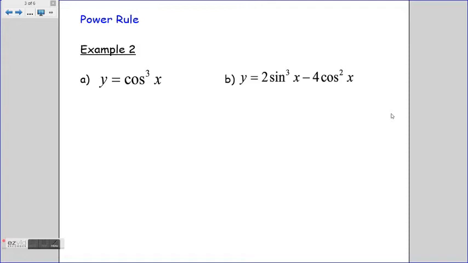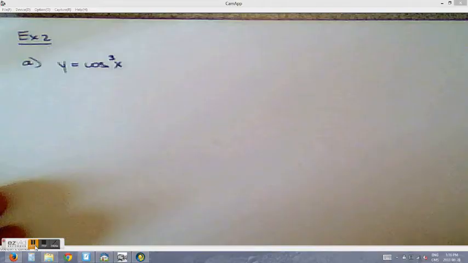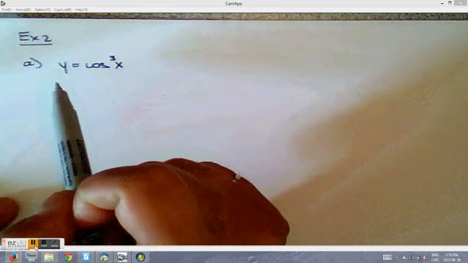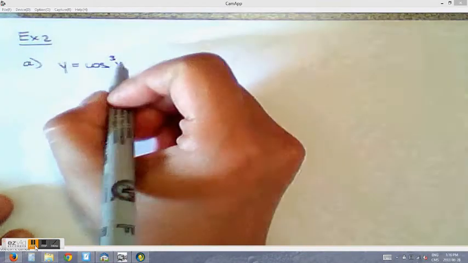Let's look at using the power rule in order to differentiate sinusoidal functions. So example number 2, a, y is equal to cosine cubed x, b, y is equal to 2 sine cubed x minus 4 cosine squared x. So example number 2a, we have y is equal to cosine cubed x.